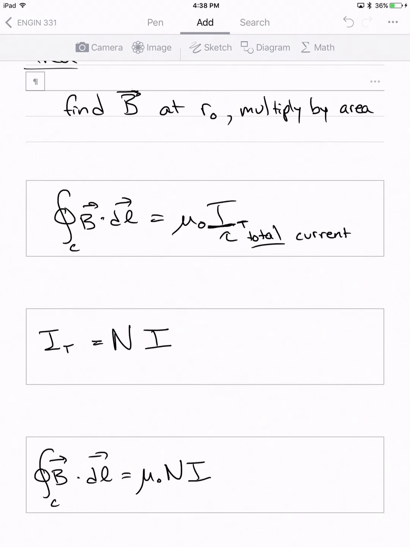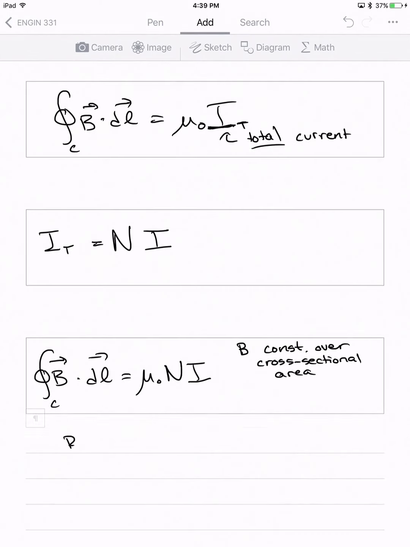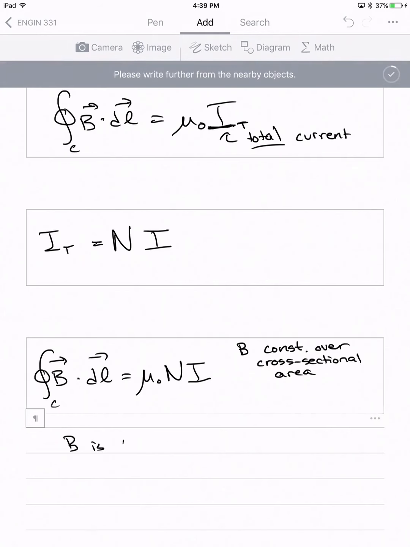But we were just saying that the magnetic field is going to be constant over the cross-sectional area, so it's the same anywhere within the toroid. It's constant over the cross-sectional area. Because of the direction that the wires are wrapped, we're going to know also that B is phi directed.